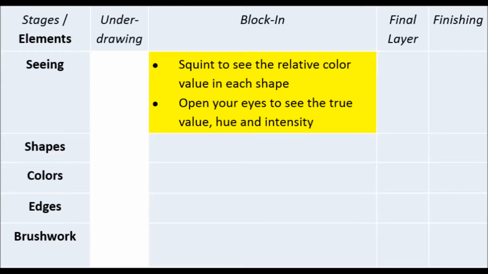By relative color, I mean the value in relationship to the other values in the scene. So is this one darker, lighter? So the relative value is what we're looking for. And as before, we also need to open our eyes so that we can see the true color, the true hue, intensity and value of the colors that we're trying to replicate.